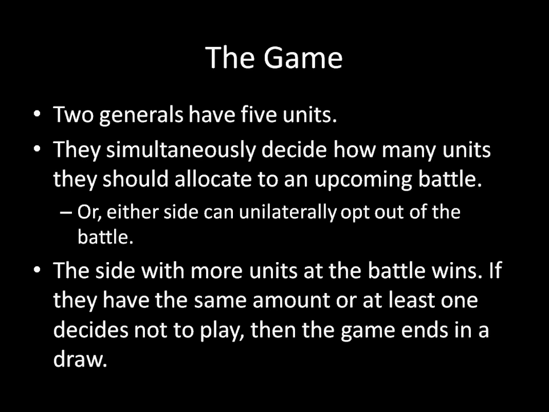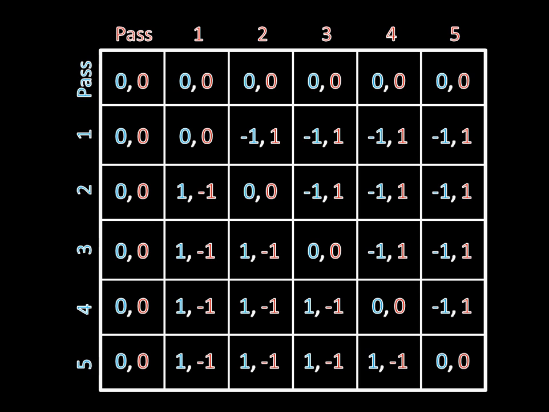The side with more units in the battle wins. If they have the same amount, or at least one side decides not to play, then the game ends in a draw. And that gives you this matrix. Note that the payoffs are 0-0 if either player passes, or they both bring the same number of troops. Meanwhile, the side with more units than the other gets 1 point, while the side with fewer loses a point.